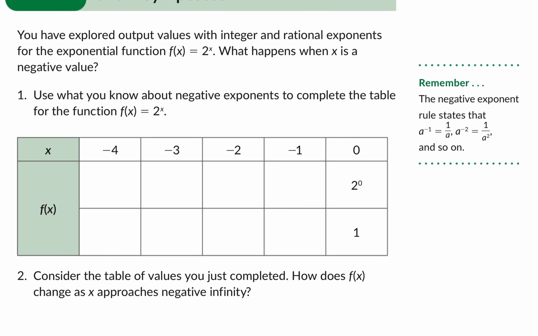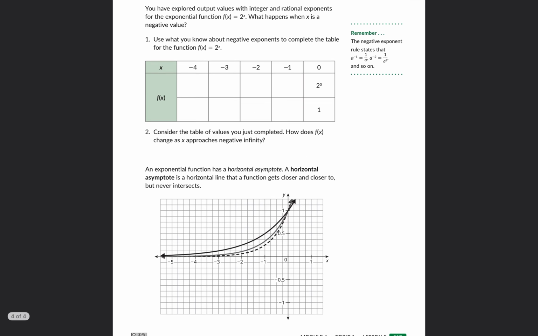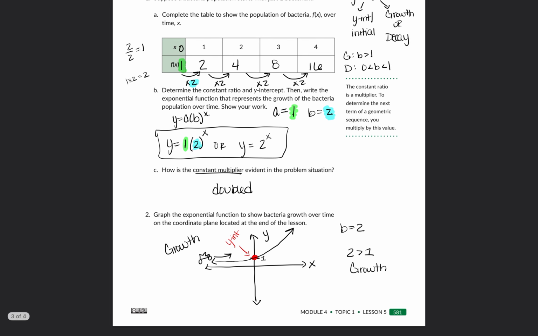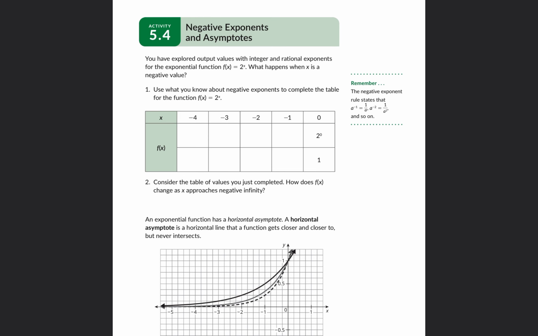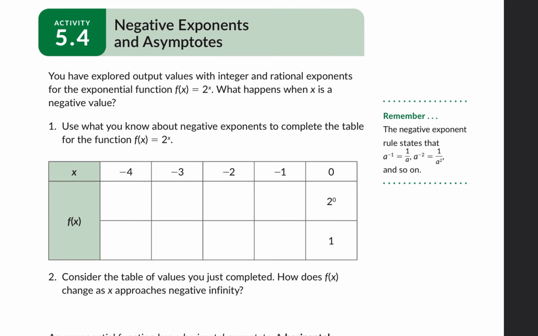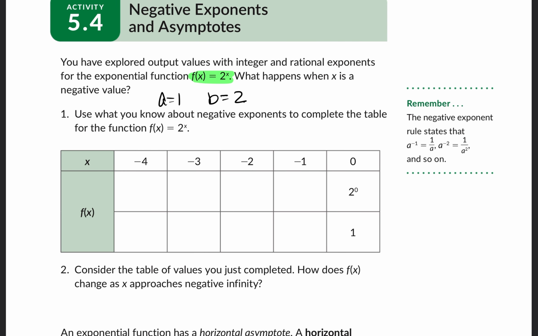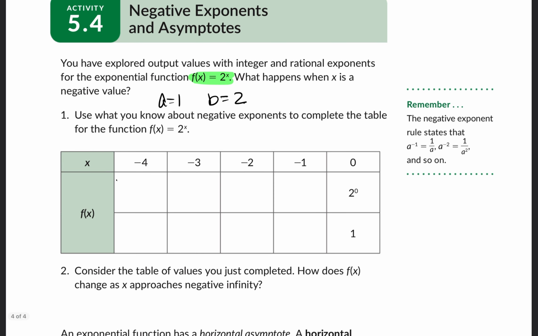Now here, this is literally the equation. Oh, sorry, this is going to be page 587, and the previous page was 581. My apologies. So here, this is going to be the same exact thing that we just did. So my a is 1. My b is 2. So I'm going to complete the table. My equation is 2^x. So everywhere I see an x, I'm going to put the -4. So I have 2 to the -4.